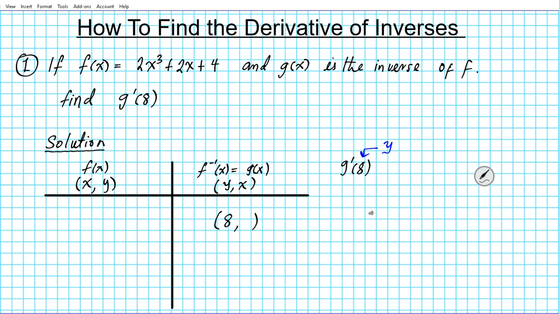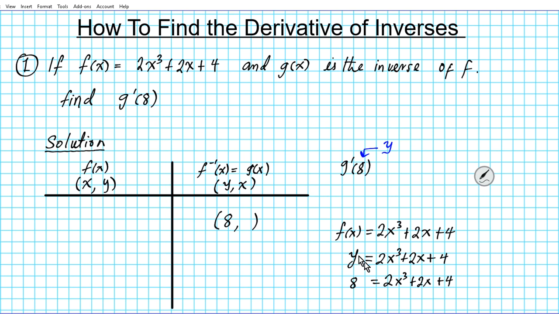So we have the function right here. Let's put it to the side. F of x is equal to 2x to the third plus 2x plus 4. We know f of x is equal to y, right? So it follows that y is equal to 2x to the third plus 2x plus 4. Now, when y is 8, what is x? So let's plug it in. So 8 equals 2x to the third plus 2x plus 4.